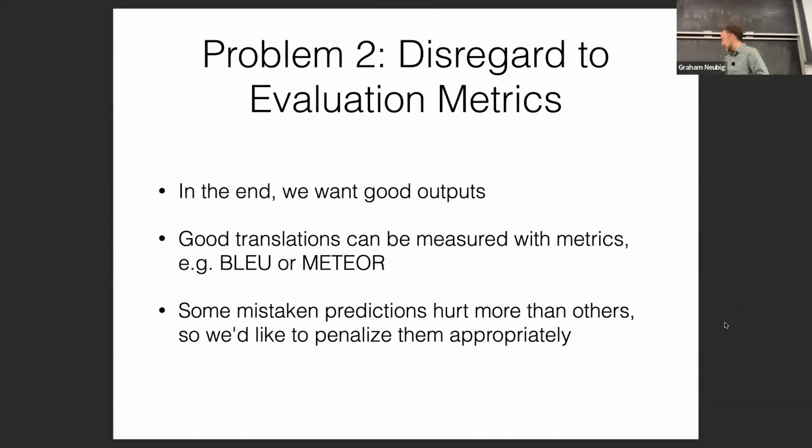So another problem with training models using only maximum likelihood estimation is that it disregards any other evaluation metrics that we might have. And we've talked a lot about evaluation metrics for different tasks, like BLEU score or METEOR score or BERTScore, BARTScore, COMET, any variety of evaluation metric that you want. However, good outputs can be measured with metrics, and some mistaken predictions hurt more than others. So we'd like to penalize them appropriately.